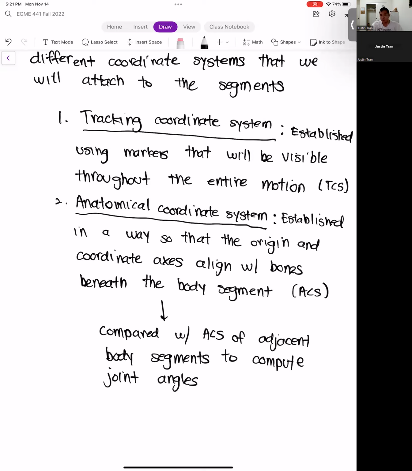The problem with the anatomical coordinate system is that, in order for it to match up with the bones underneath the body segment, the trackers have to be placed at very specific locations on the body segment. These may not be the most convenient for tracking, because as the person goes through the motions, they may block some of the markers such that they're not always visible. And so that's why you need two. You need the tracking coordinate system so that you always have a way to track the movement, no matter what the person is doing, and the other coordinate system is used for the calculations.